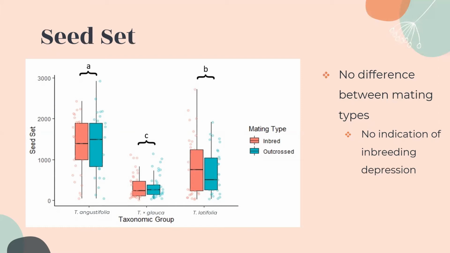However, denoted by the letters at the top, you can see that there were taxonomic differences. This means that the inbred and outcross values within each taxonomic group were significantly different from those values in the other 2 taxonomic groups.